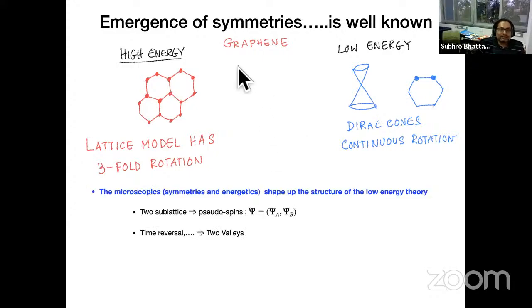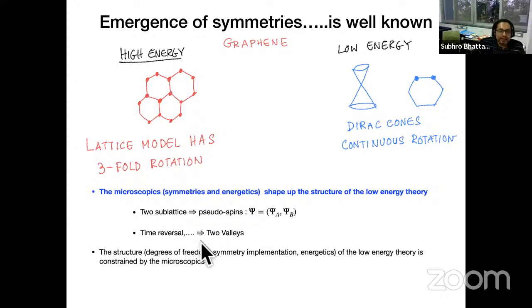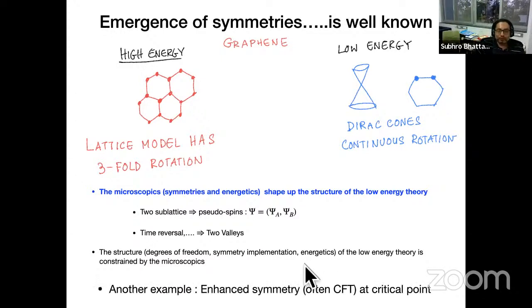So in a way, this low energy physics is constrained by the microscopics, both the microscopic symmetries and energies. For example, in graphene, the 2 sublattice structure shows up as pseudospins for the Dirac fermions. The time reversal symmetry leads to fermion doubling on a lattice, and we get 2 valleys. And so the structure of the low energy theory, in terms of the degrees of freedom, symmetry implementation, and energetics, is constrained by the microscopics.